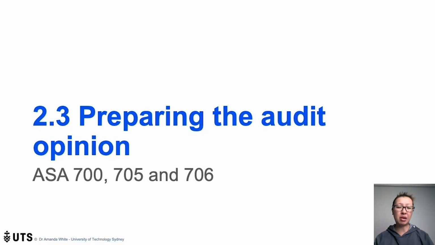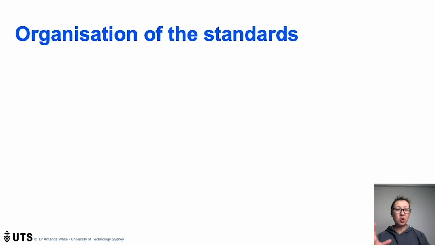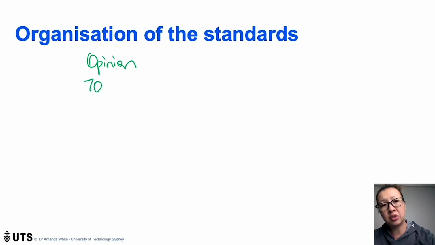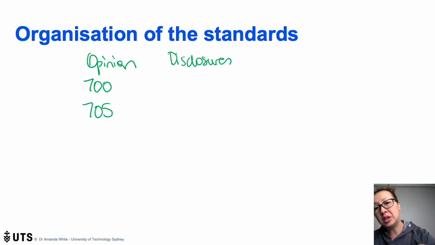So let's look at preparing the audit opinions. And here we've got ASA 705, 701, 706. And I forgot to add on to the title slide there, ASA 701. So let's look at an organization of the standards. So you've got standards that are about the opinion itself. And those standards are 700 and 705, okay? Then you have standards about disclosures. And these are disclosures the auditor is going to make, which is 706.